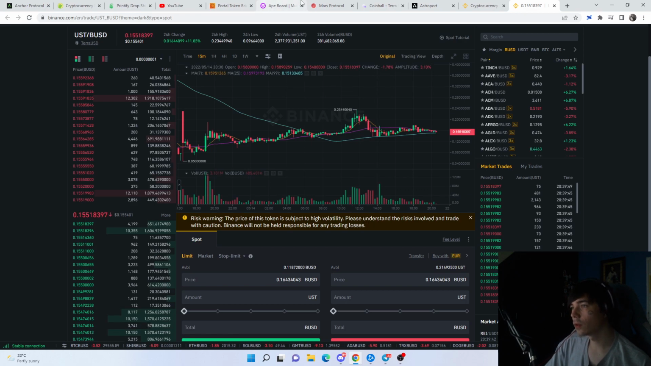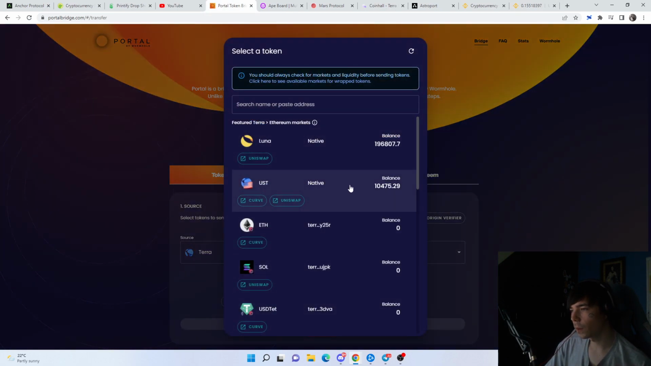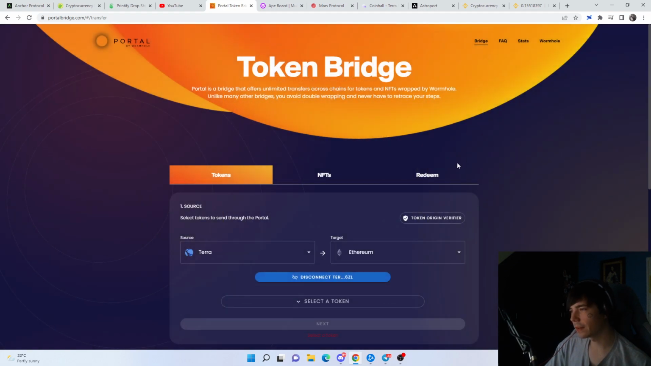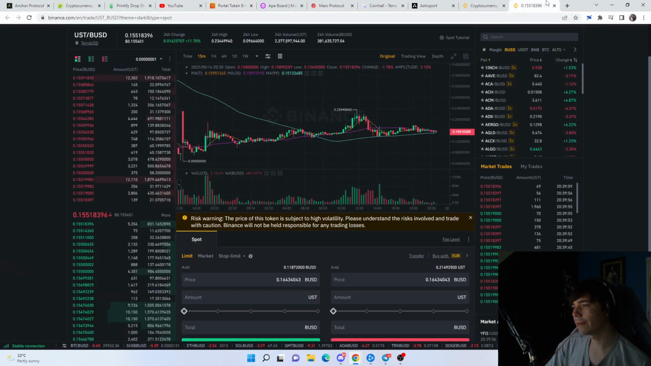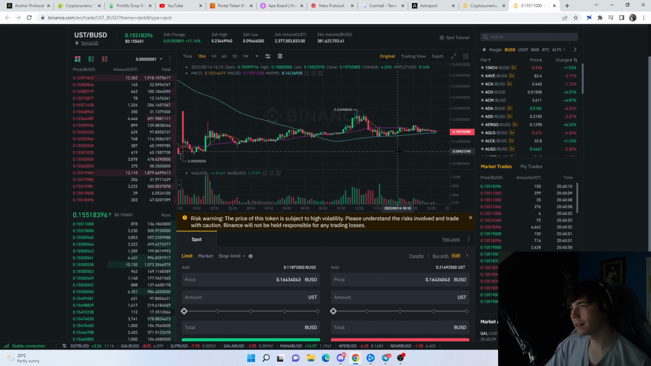The other way is to go through the Portal token bridge, where you could even bridge over some Luna or UST directly, but I don't know if you could exchange them on the other blockchains, given the fact that most likely the liquidity isn't there. The best way to do so is obviously Binance, but at what price point, that's definitely up to you.